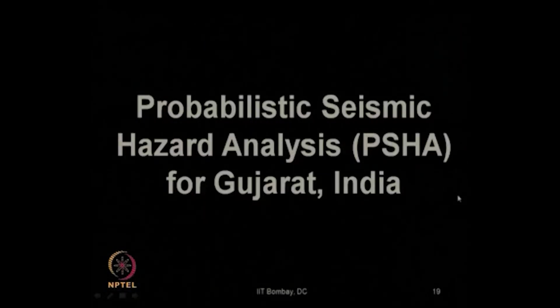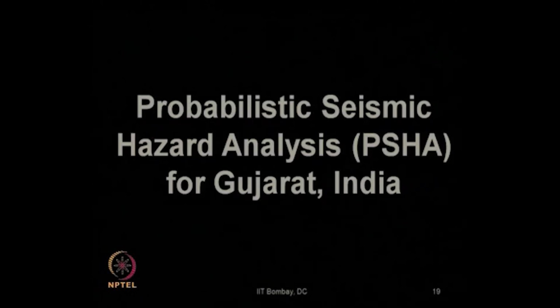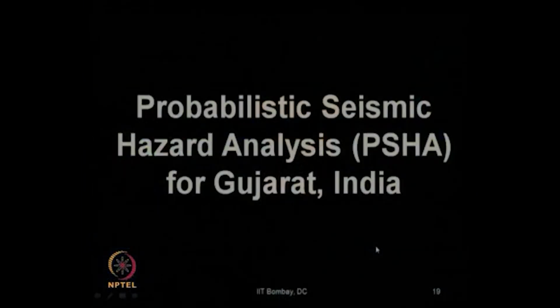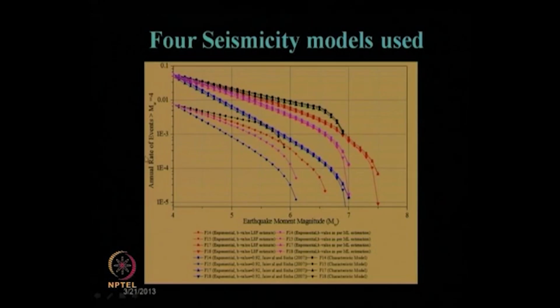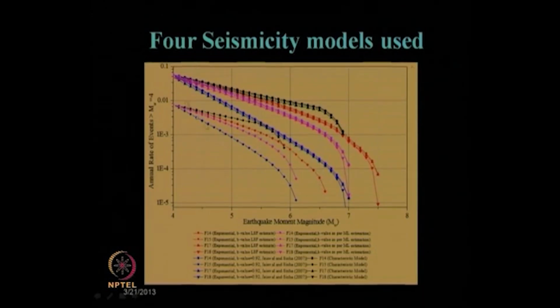Now, let us move to the next step, which is probabilistic seismic hazard analysis for this entire Gujarat. So, PSHA for Gujarat now we are going to do. Let us look at the slide. In this case also we are using 4 seismicity models to do the analysis. What are those 4 seismicity models? Let us look at here.